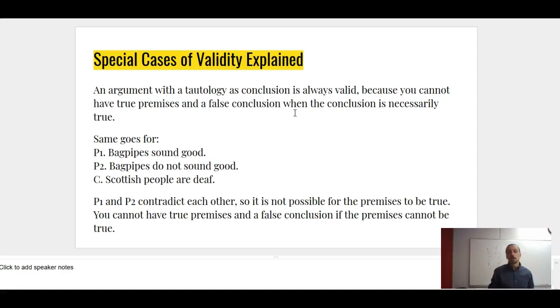Same goes for something like this. Bagpipes sound good. Bagpipes do not sound good. Scottish people are deaf. Now, premise 1 and premise 2 contradict each other. So it's not possible for the premises to be true. So you can't have true premises and a false conclusion. You can't have true premises and a false conclusion if the premises can't be true. So what we have is, again, a technically valid argument. Why? Because the premises are contradictory. So you can't meet the conditions for invalidity. You can't have true premises and a false conclusion because the premises can't be true.